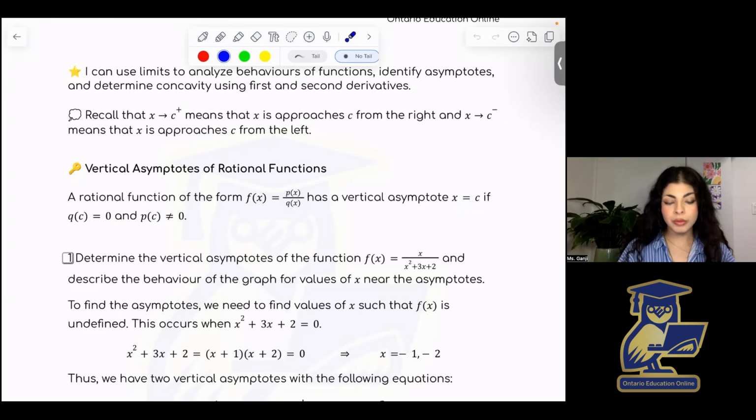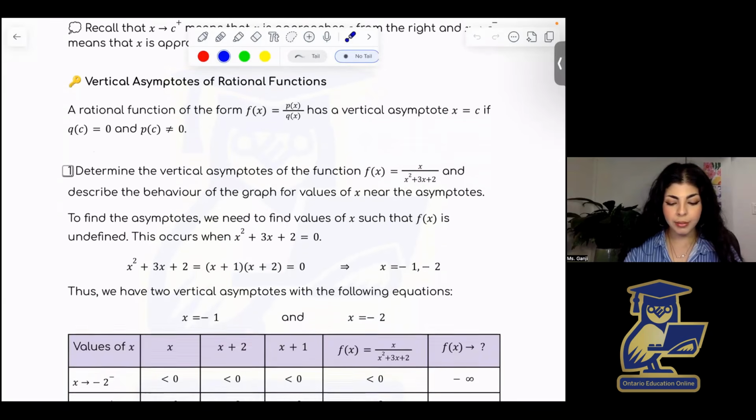And consider if both of them are giving you a 0 result, then that's an indeterminate form, and we've already seen how to work with it. So you would just be factoring out the common term that's giving you zeros, and you might have a vertical asymptote there as well, but we need to investigate it a little bit further.